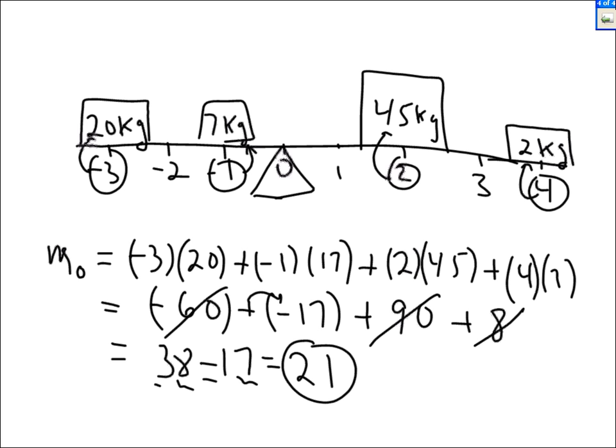Now, how would you make this equilibrium? And the answer is you would move the fulcrum. Let's say, for argument's sake, we move this fulcrum to the left. We now put it at 2, for example.